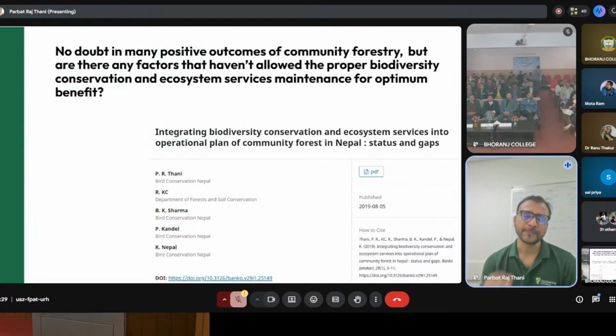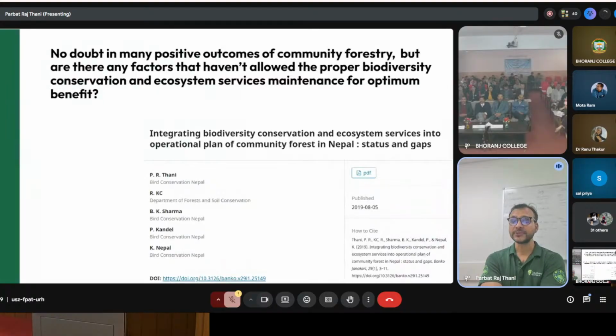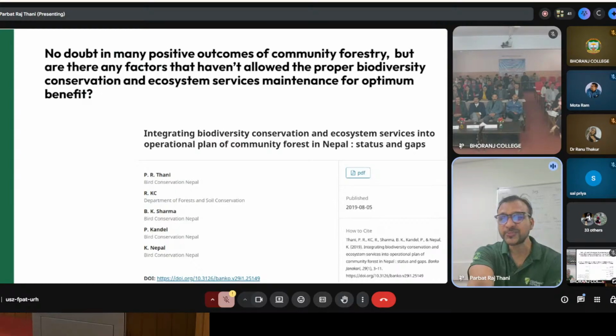And after that, we tried to contemplate in community forest systems whether biodiversity and ecosystem services are properly managed or not. So it was approximately 2 years of experiments. From there, we were able to publish this paper, and this is the paper you can find on the website: Integrating biodiversity conservation and ecosystem services into operational plans of community forests in Nepal.